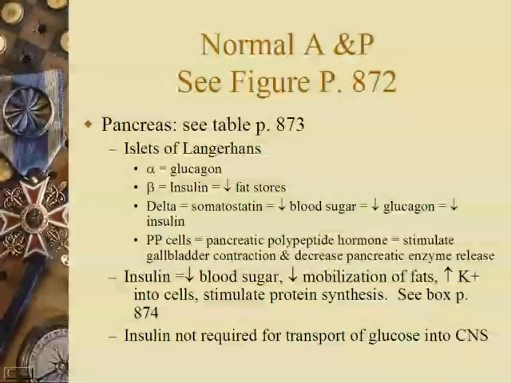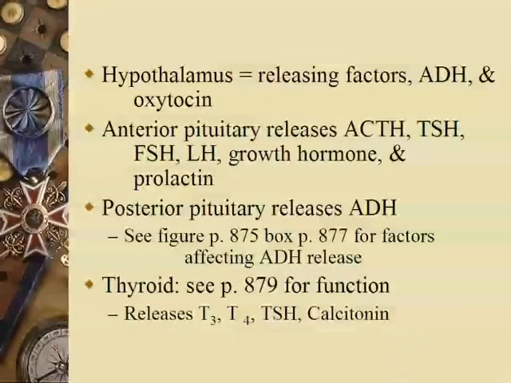And as I said, your somatostatin decreases your insulin release and decreases your glucagon release. So that's good most of the time. Your hypothalamus has releasing factors for many of your hormones. It also produces ADH and oxytocin.